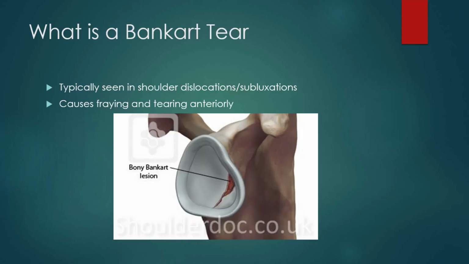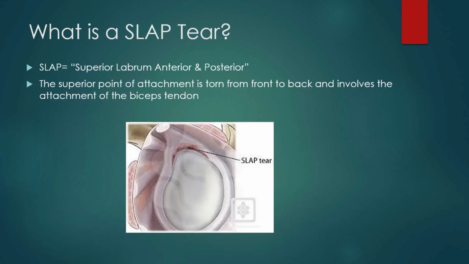A Bankart tear is something we really see in a lot of anterior dislocations and subluxations, and it causes a lot of fraying and tearing anteriorly, as you can see in this picture. So it's not really on the outside, but from where that humeral head is really scraping when it is popped out of place, it frays and tears right there in part of the labrum.